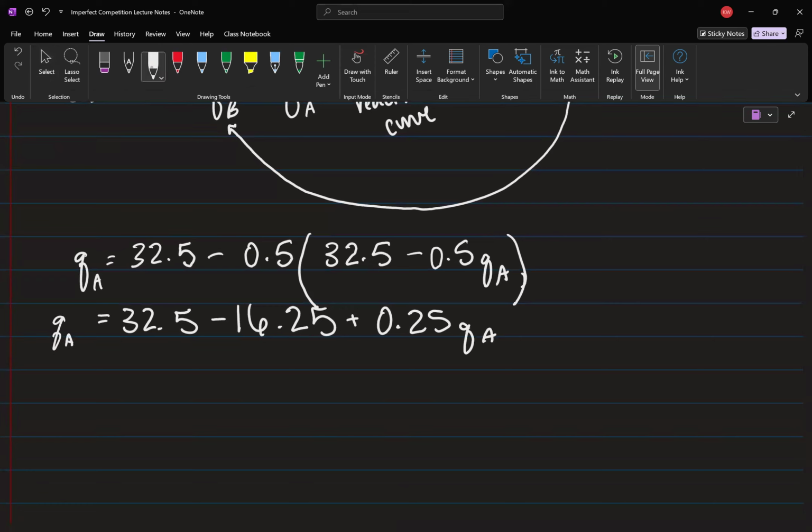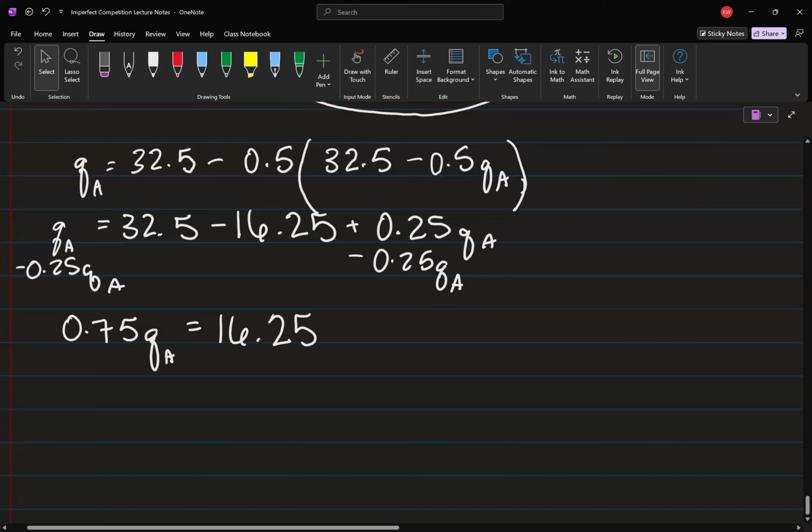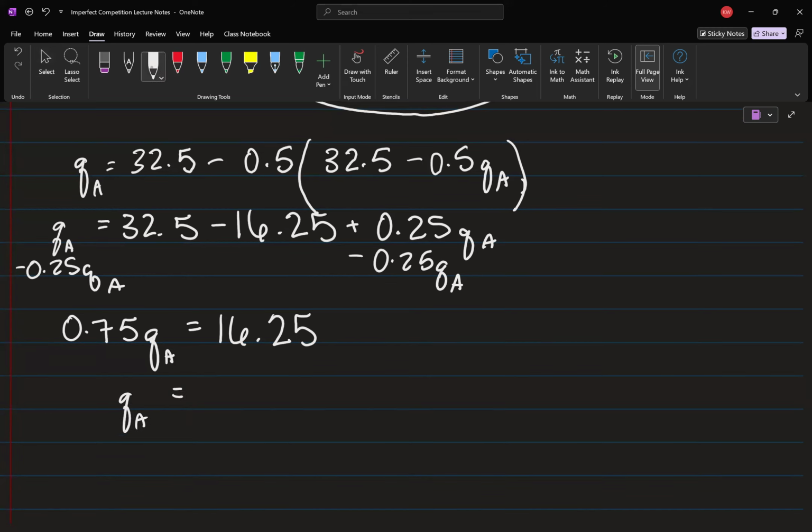From here, we're going to simplify. We're going to subtract 16.25 from 32.5, and we're going to subtract 0.25 times quantity sub A from both sides. That gets us 0.75 times quantity sub A equal to 16.25. Finally, we're going to divide both sides by 0.75, and that is going to give us a quantity produced by firm A equal to 21.67 when we round to the nearest hundredth.